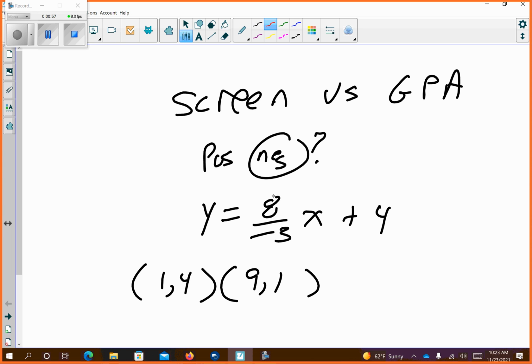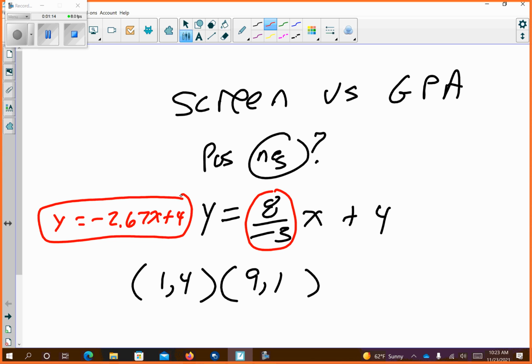Does someone have a calculator real quick? I like what your equation is. Will you go 8 divided by 3 for me, please? It's like 2.6667. Okay, so I'll round it to 2 decimals. So that seems okay.